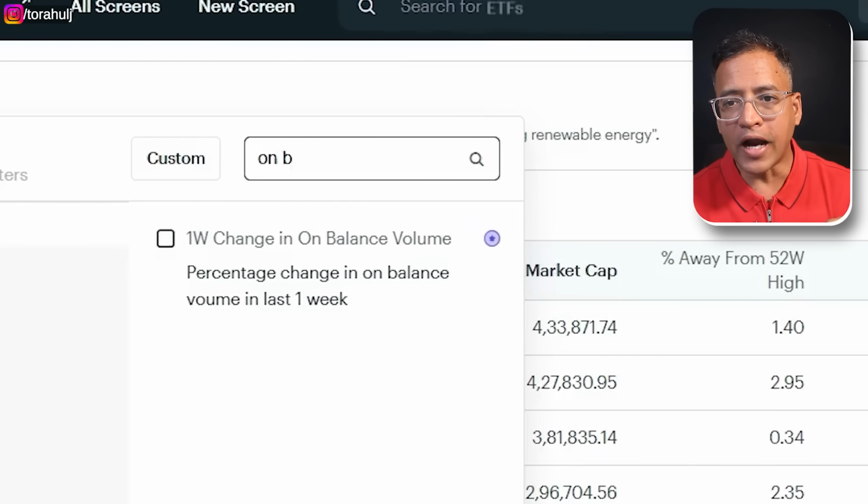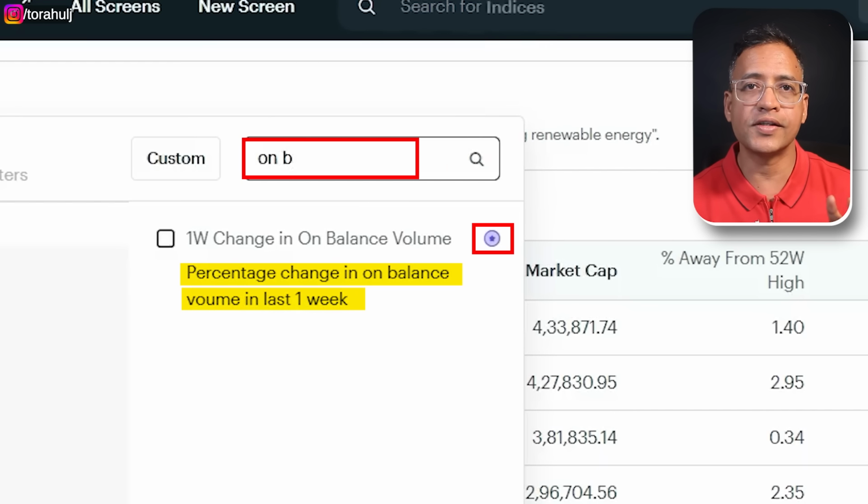Now, coming back to this on balance volume, what is this? This is like a volume confirmation that you're getting. So first of all, what is on balance volume? Let me explain to you in the next 30 seconds.